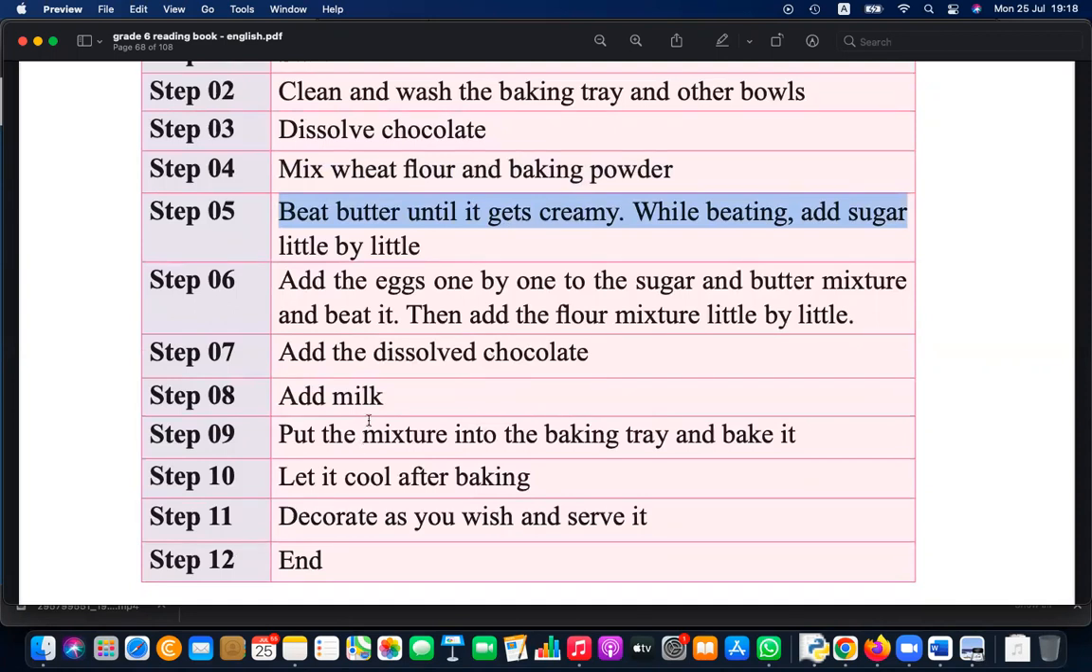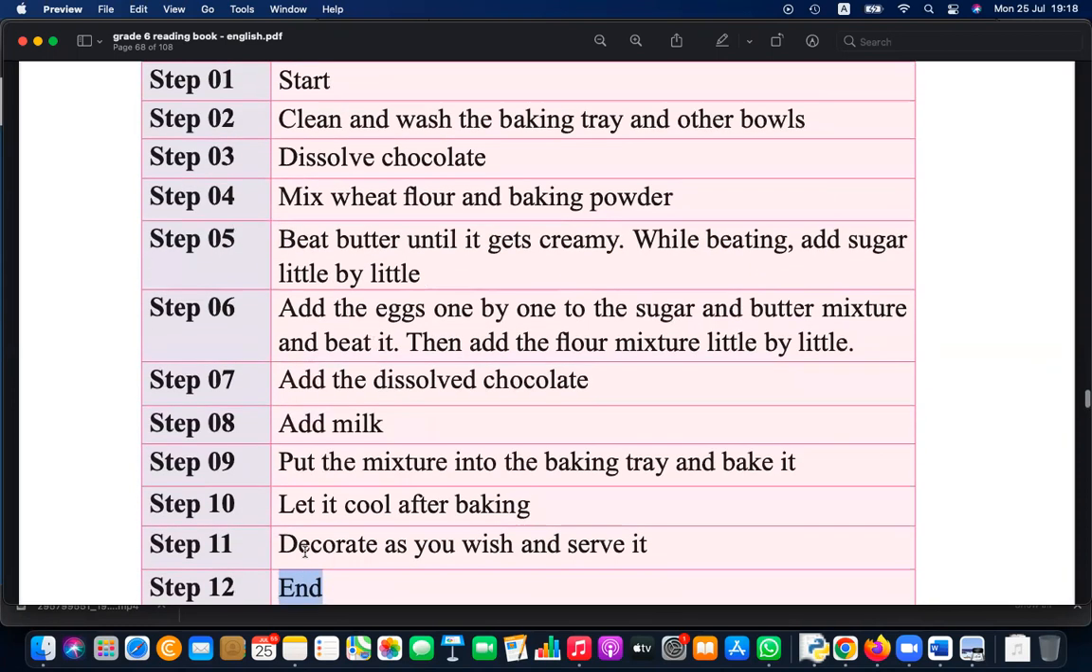Then add in milk and mix it back, and after that you have to bake it. If you wish, you can decorate and make icing on top of that, and keep it decorative, and then that is the end of this algorithm, right? Anyway, the steps are there.